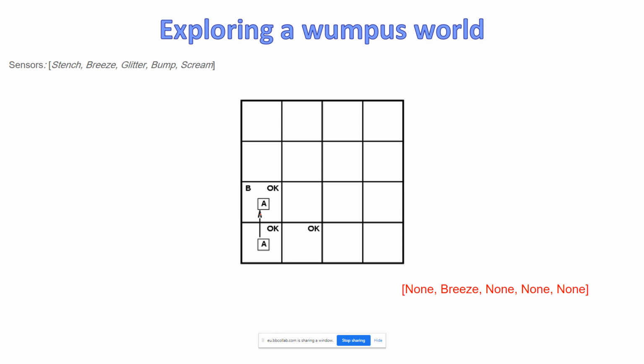He went up. Now, when he went up, because that's safe, right? So that's not a problem. When he went up, now he got new percepts. He got none in terms of stench, so there's no stench, but he got breeze.